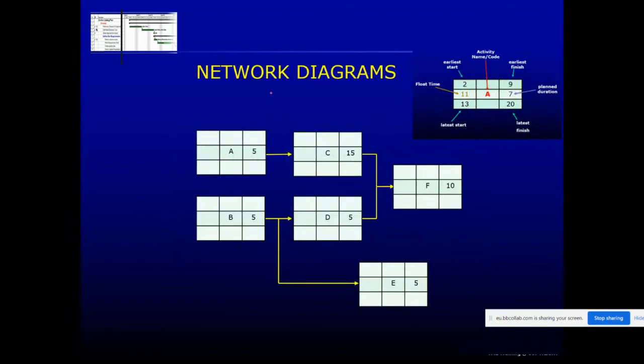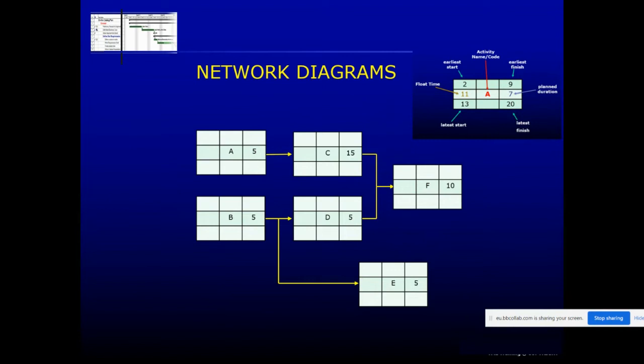But this is a simple project. Activity A, B, C is dependent on A. In other words, C cannot start till A is finished. D cannot start till B is finished. E cannot start till B is finished. So it comes out like there. And then, as we said just now, F is dependent on C and D, so it's got to flow from both of those, and it cannot start till both of those are finished. So in essence, that is a network diagram.